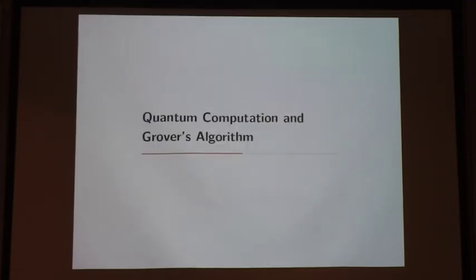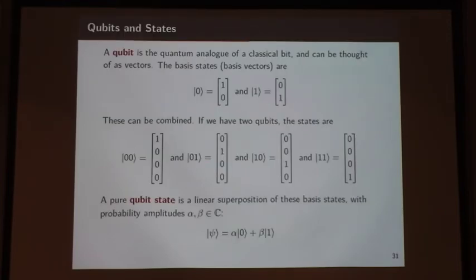Okay. So now I'll overview a bit of quantum computation from Grover's algorithm, and then we can get to the quantum part. So, in a quantum computer, you replace bits with qubits, which can be thought of as vectors. You can see that these basis states, the 0 qubit is (1, 0), and the 1 qubit is (0, 1). They can be combined. So you have these, which are 4-dimensional vectors, which is equivalent to having 4 different basis states of a 4-dimensional space.